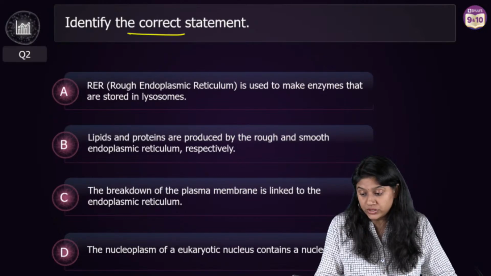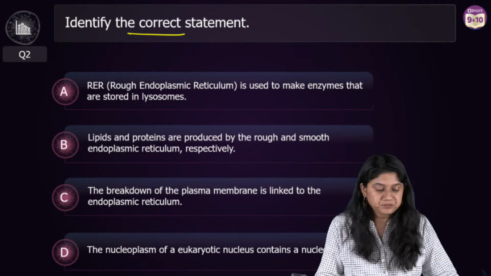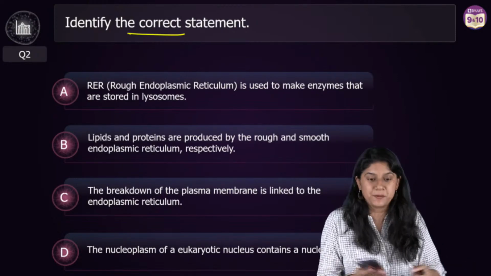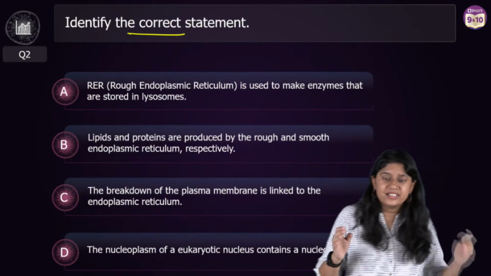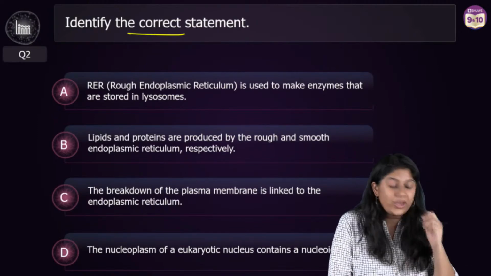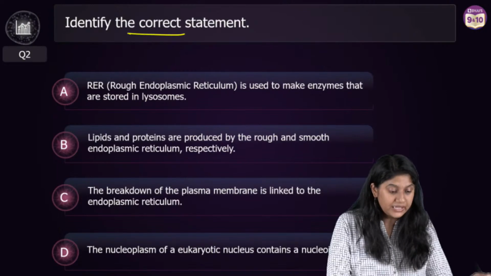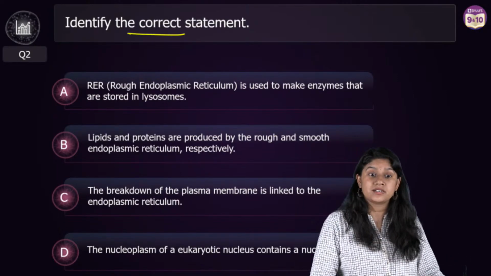23% of you are voting for option A. Option D got 20% votes and option B has 18%. Everyone, can we read the sentence again? We have to identify the correct statement. The correct statement over here is what?